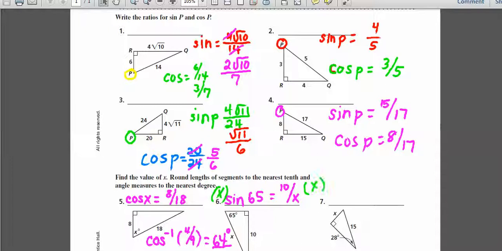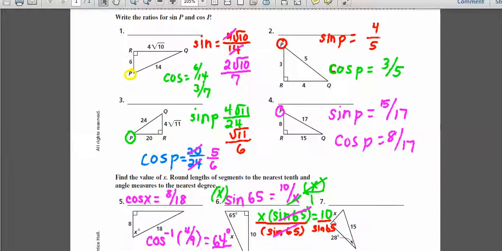so the x over 1. These two cancel out, and I'm going to have x times the sine of 65 will equal 10. And now I can go ahead and divide both sides by the sine of 65 because I want to isolate x. And that will get rid of the sine of 65 on the left-hand side. Okay. I can just kind of cross through these two. I've got x equals 10 divided by the sine of 65.